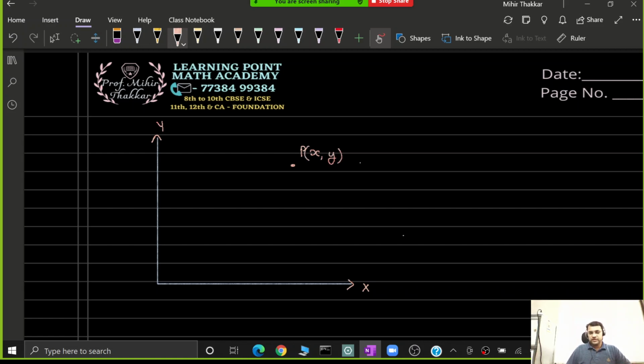So with the help of this, I can understand that this distance is the y value, and this distance is the x value, because it is representing the horizontal distance, which is the x axis. Vertical distance is observed from the y axis.